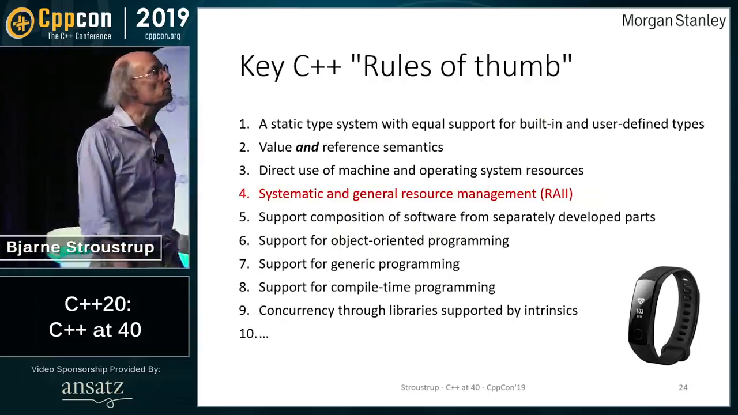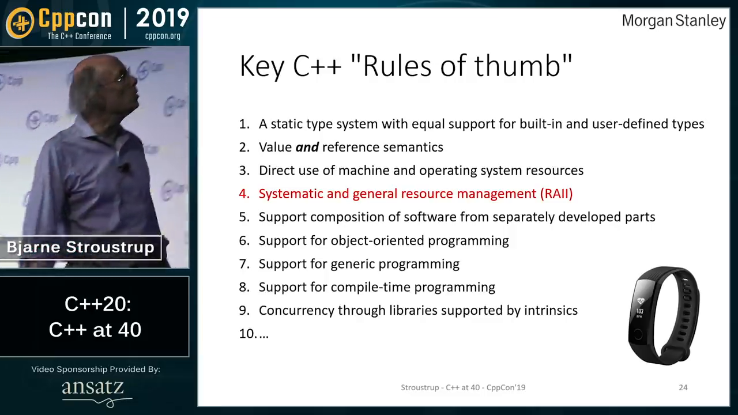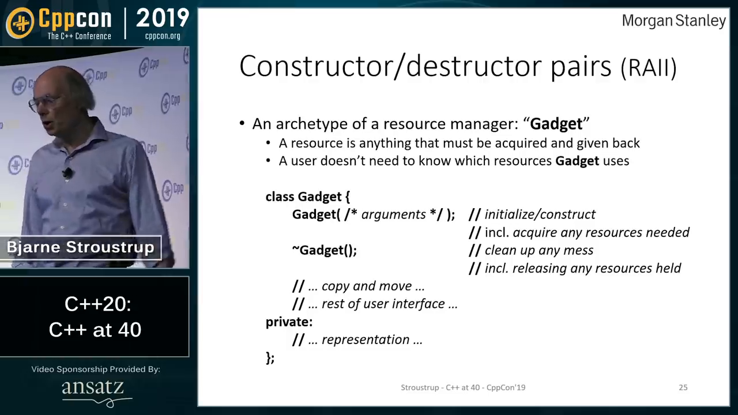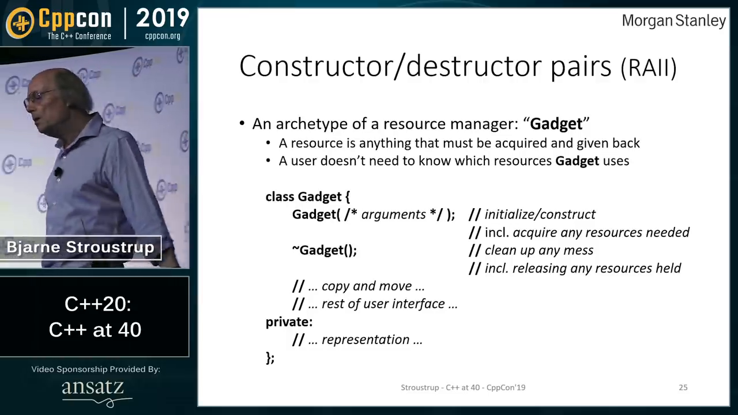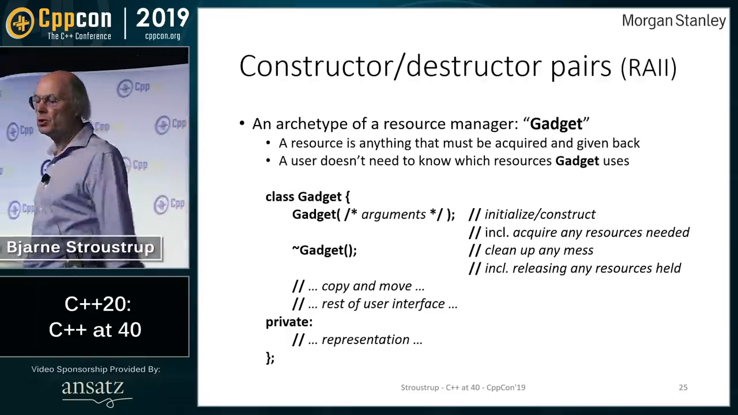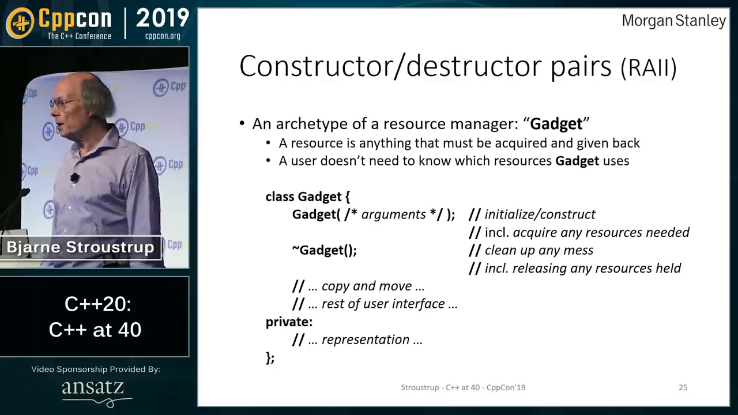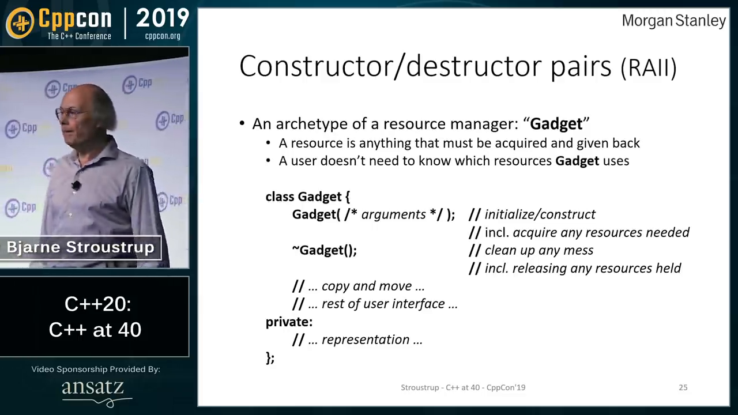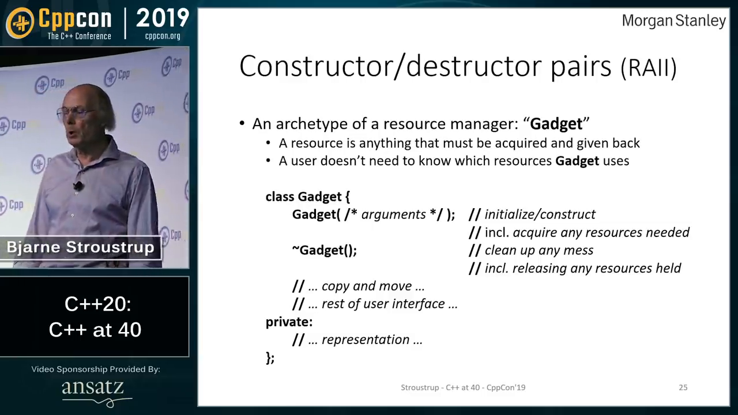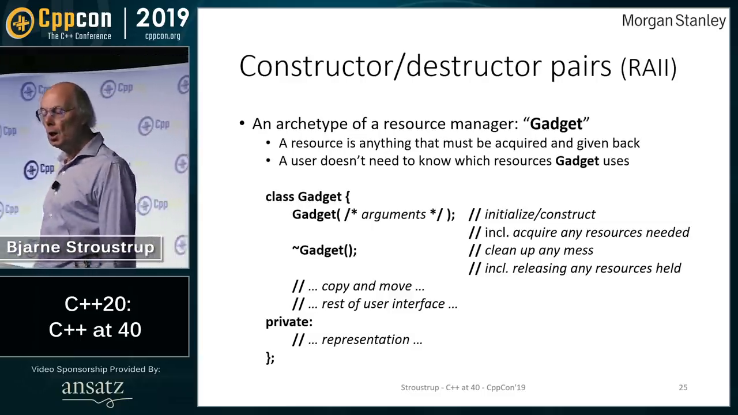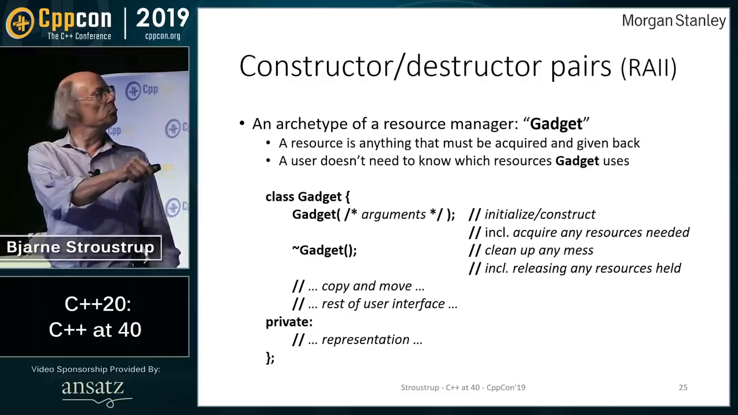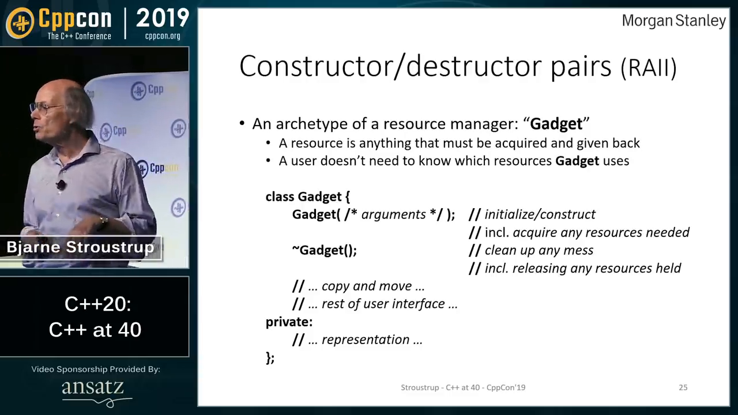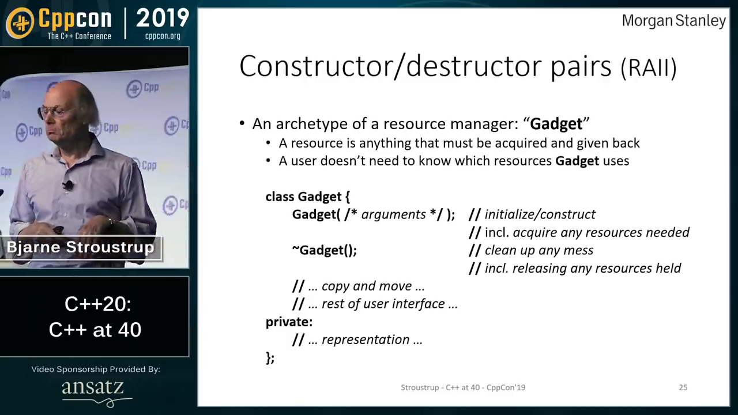One of the first things that came into C++ was basically constructors and destructors. And so basically, we can look at the constructor-destructor pairs. They came in the second week of C++ design. So they're the rock bottom of C++ here. Everything rests on it. So we have a gadget. We create a gadget. It acquires some resources that it needs to function.